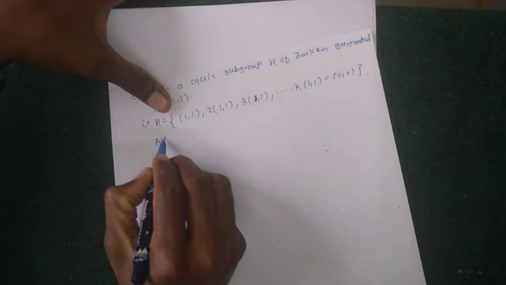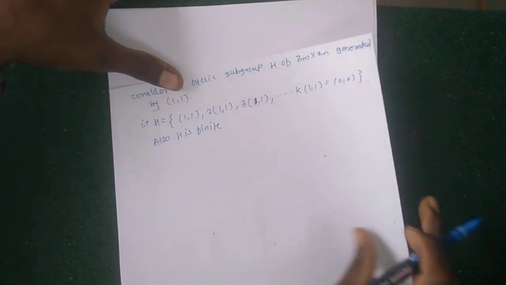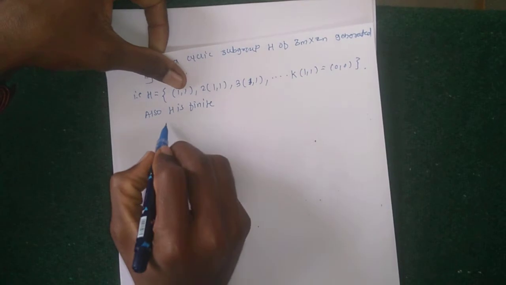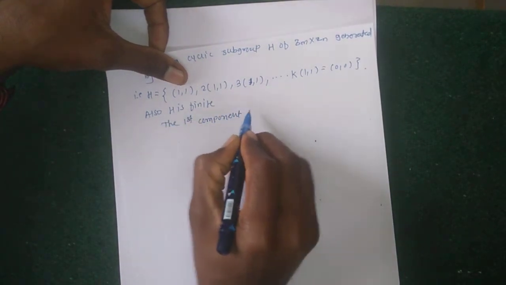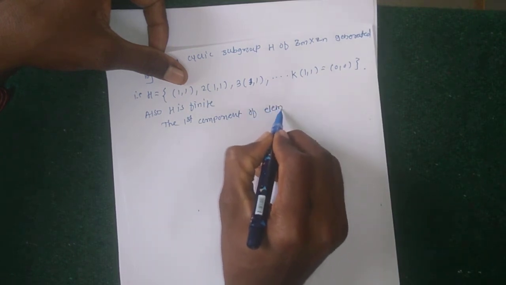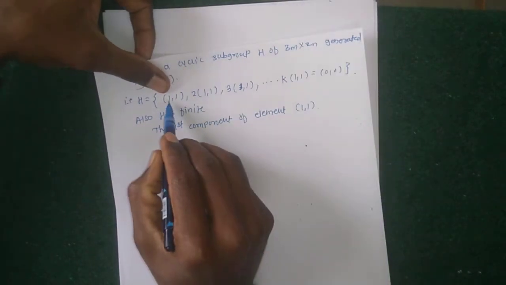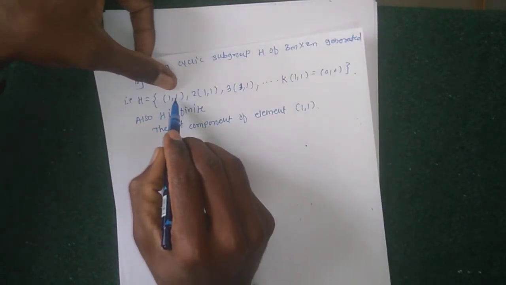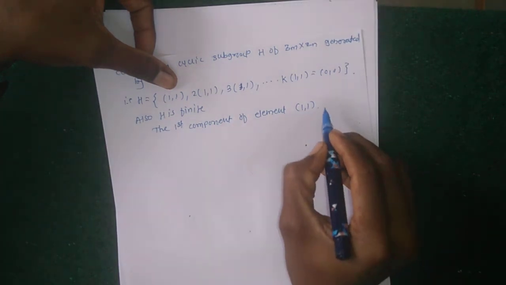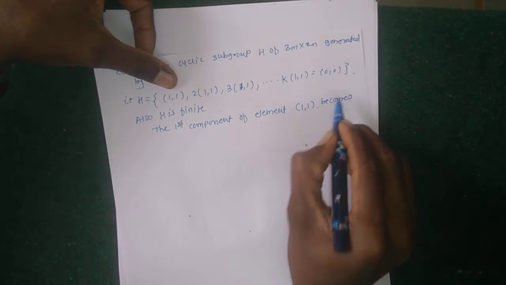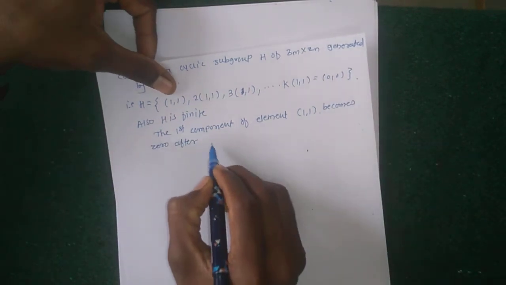Also H is finite. The first component of the element is 1, this is the first component and this is the second component. So the first component of m times (1,1) becomes 0 after adding 1.